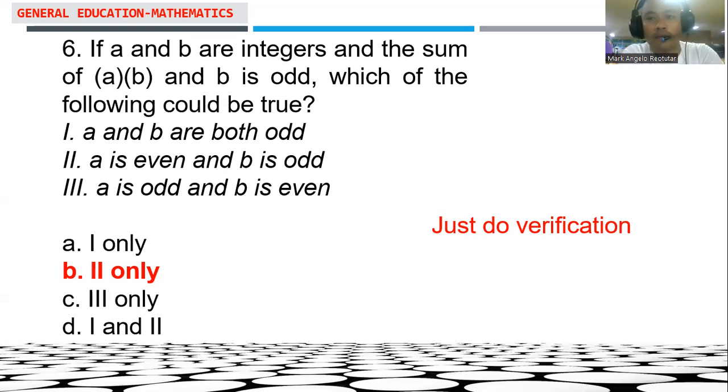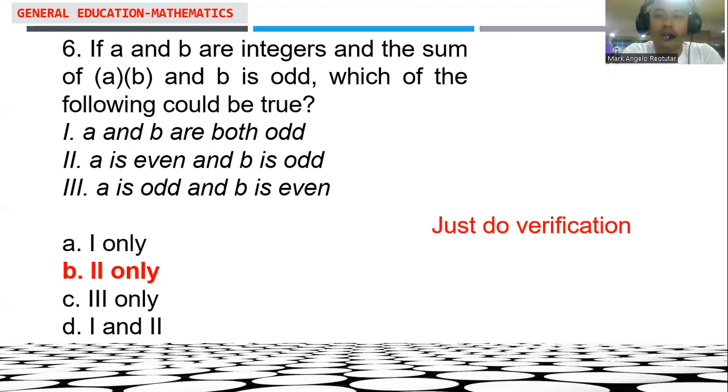You try to verify by setting an example, or A is even and B is odd, or A is odd and B is even. So in this particular case, after verifying it by setting corresponding numbers to this A and B, it will be A is even and B is odd.